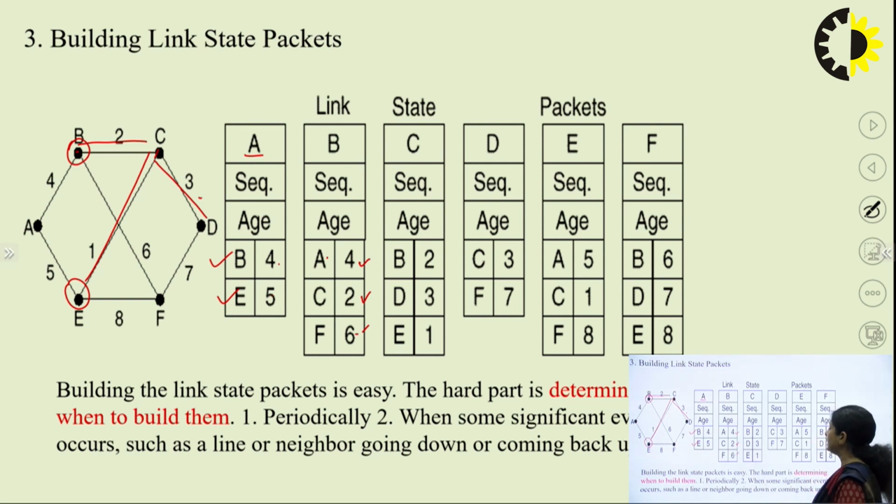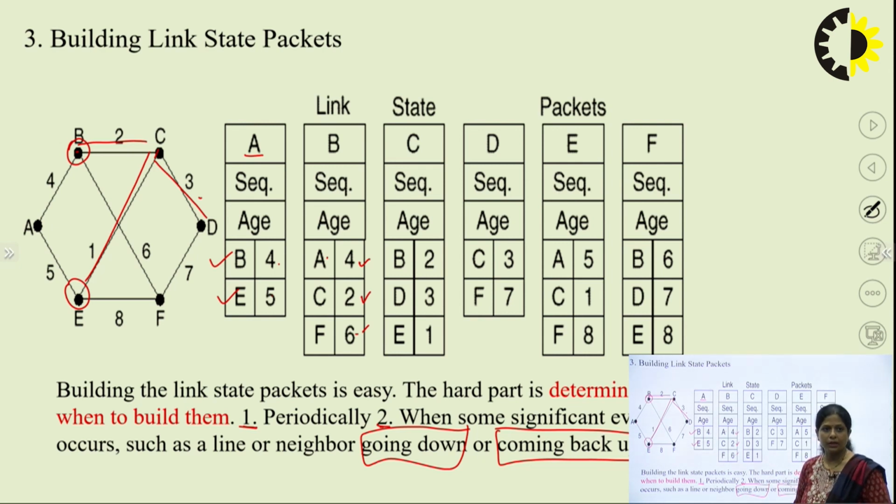Fine. Building the link state packets is quite easy. What is the hard part? To determine when to build them. That is a big challenge, right? Either periodically or when some significant event occurs, such as a line or a neighbor going down, or coming back up, right? So these are two possibilities.